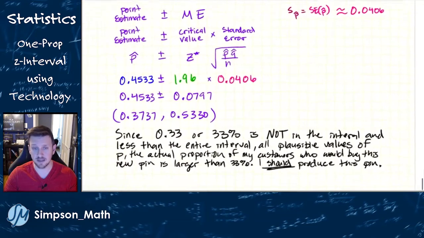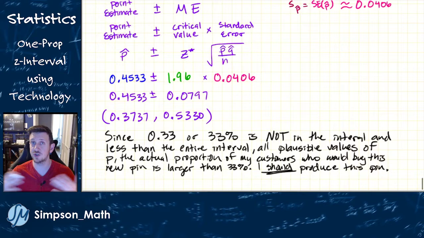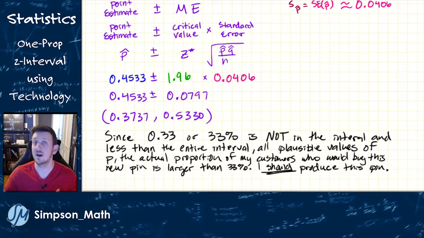So based upon this new larger sample, better estimate, where I even increased my level of confidence, I should go ahead and produce this pen because the entire interval is bigger than that 33% mark. So I'm 95% confident that the actual true proportion of my customers who would buy this pen is more than 33%, a good bit more actually, somewhere between 37 and 53%. So I definitely should produce this pen.